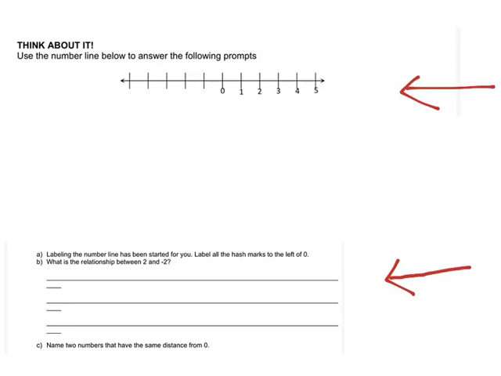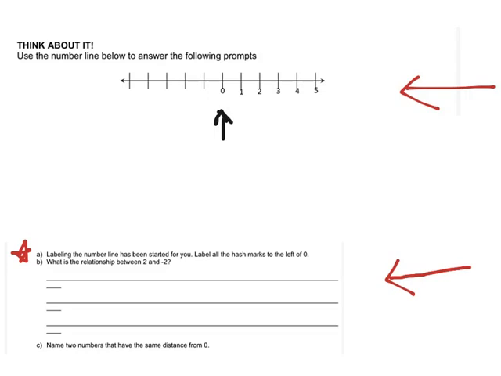So let's look at A, right at the bottom of our board. It says, labeling the number line has been started for you. Label all of the hash marks to the left of 0. So when I first look at my number line, I'm going to pay attention to three important things. First, I'm going to identify 0 on my number line. It's pretty simple because it's labeled for me already and it's right there in the middle, so I'm just going to put a little arrow so I know where 0 is.